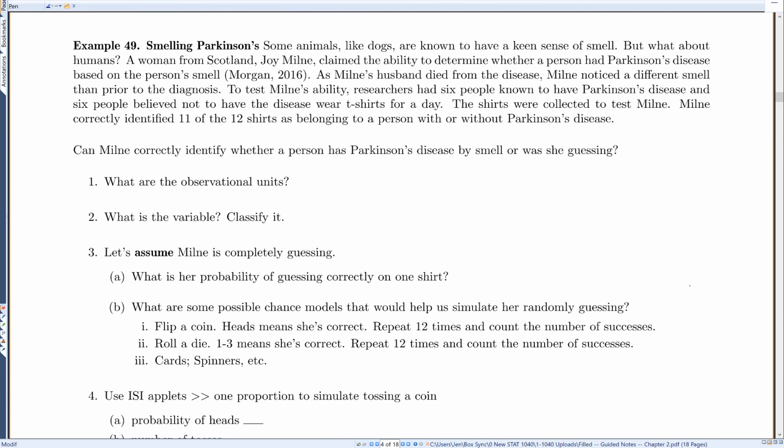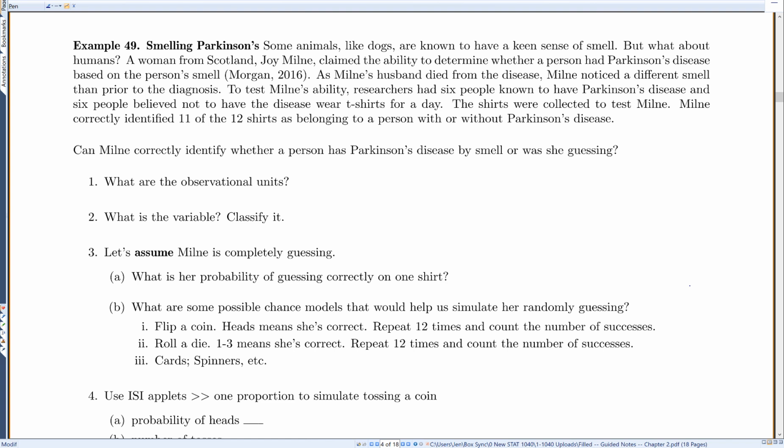So in this example, we know that some animals, like dogs, are known to have a keen sense of smell, but what about humans? A woman from Scotland, Joy Milne, claimed the ability to determine whether a person had Parkinson's disease based on the person's smell. Her husband died from Parkinson's, and Milne noticed a different smell than prior to the diagnosis. To test her ability, researchers had 6 people known to have Parkinson's disease and 6 people believed not to have the disease wear t-shirts for a day. The t-shirts were collected to test Milne. Milne correctly identified 11 of 12 t-shirts as belonging to the person with or without Parkinson's disease.